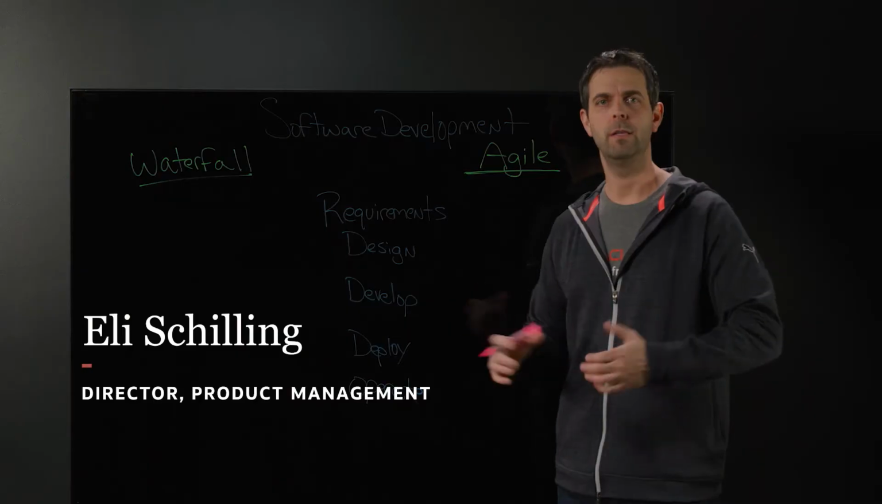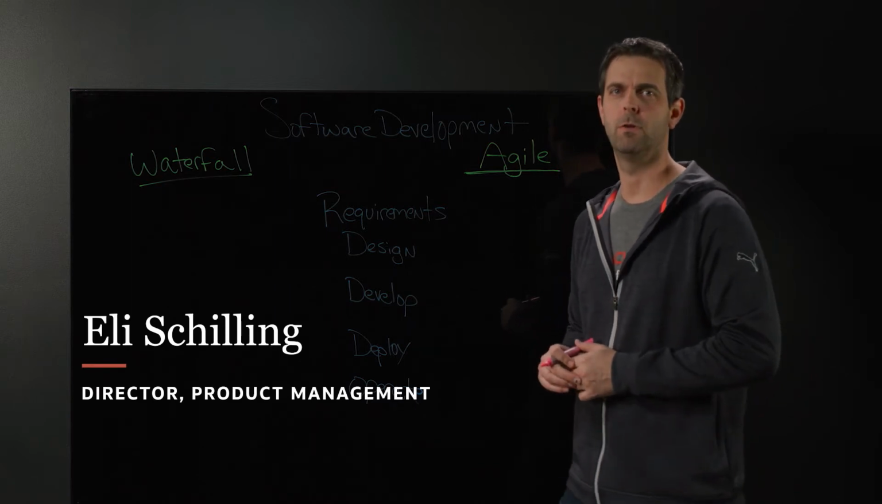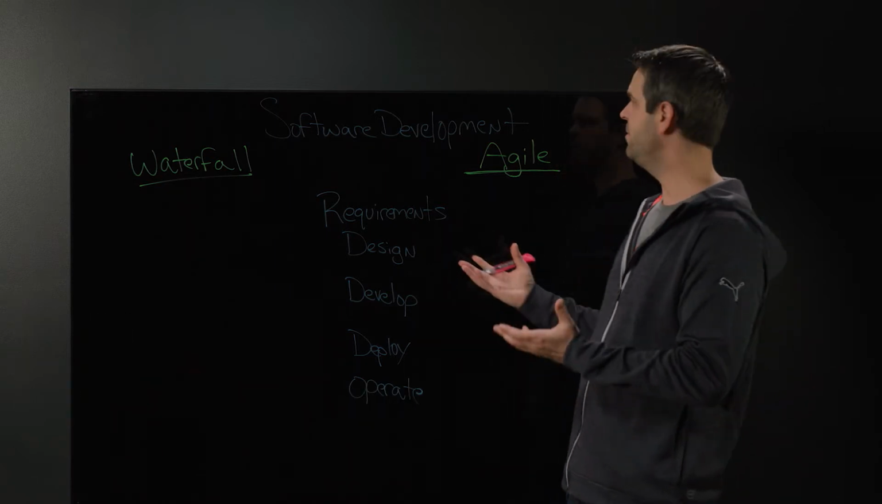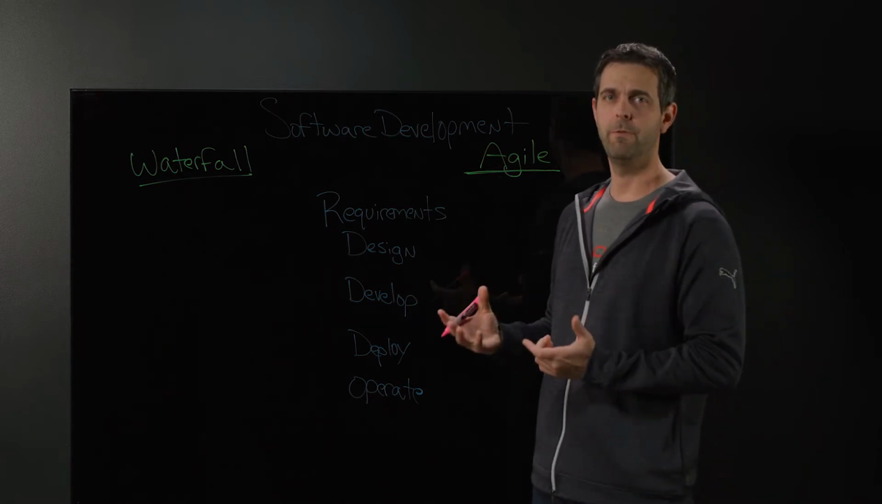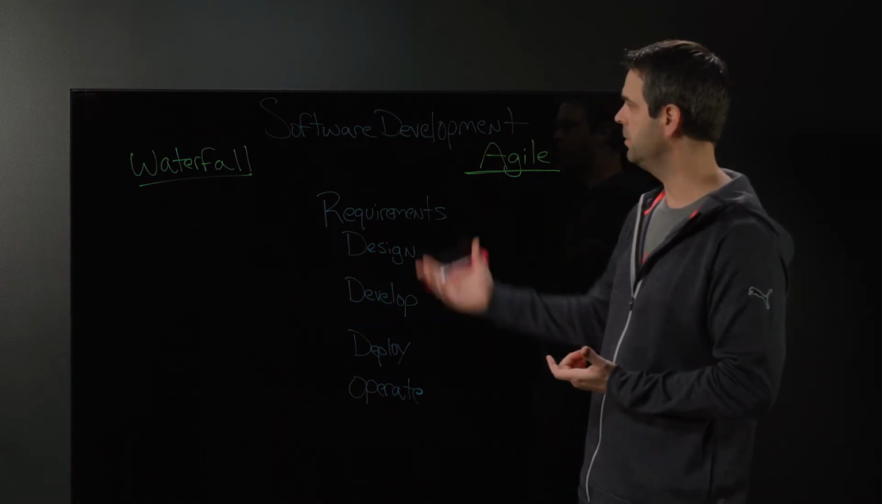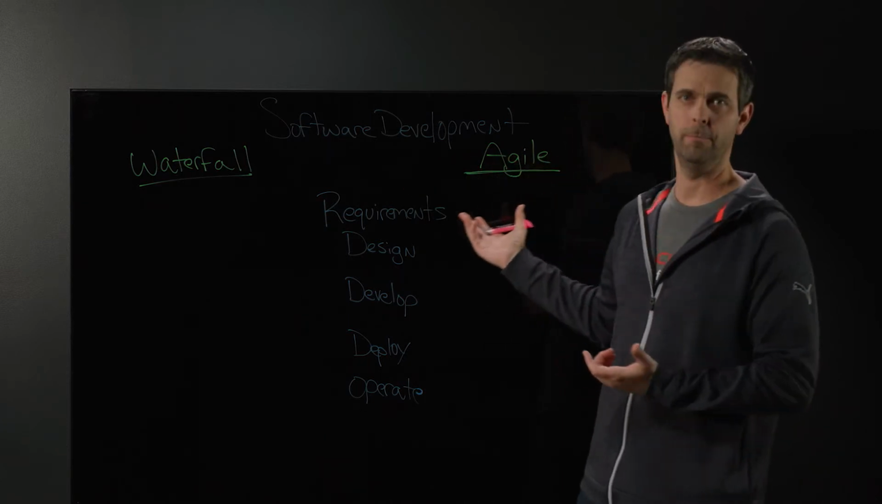Hi everyone, I'm Eli Schilling, Director of Product Management for Oracle Cloud, and today I wanted to spend a few minutes chatting with you about the different software development models. Today we'll focus specifically on the two more common models, Waterfall and Agile.